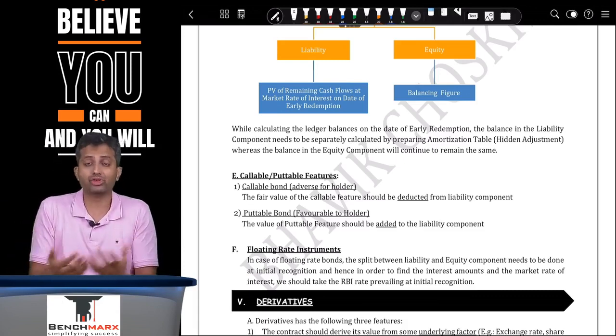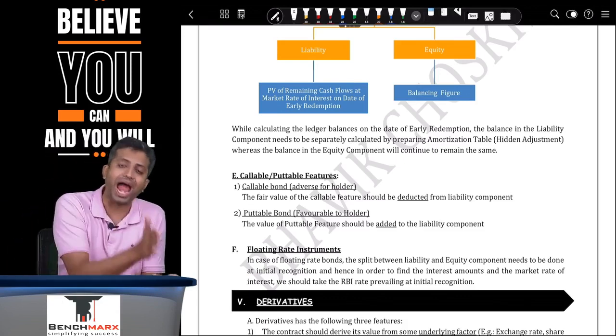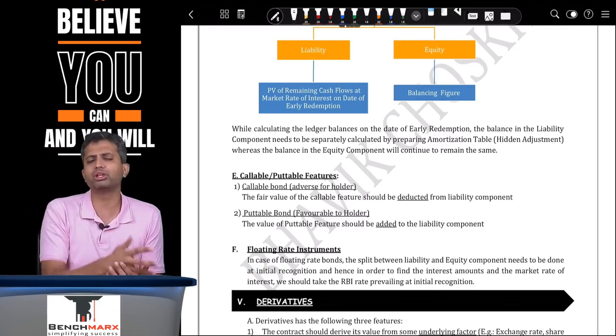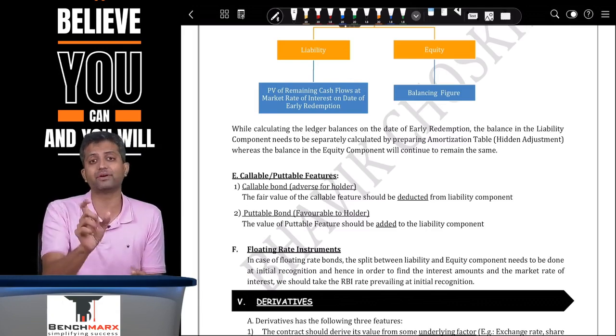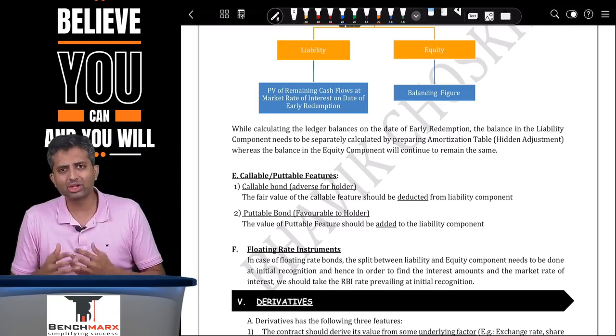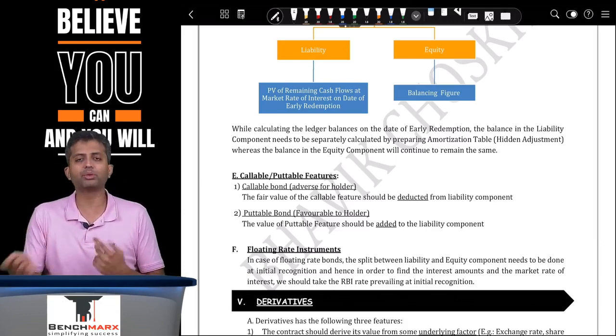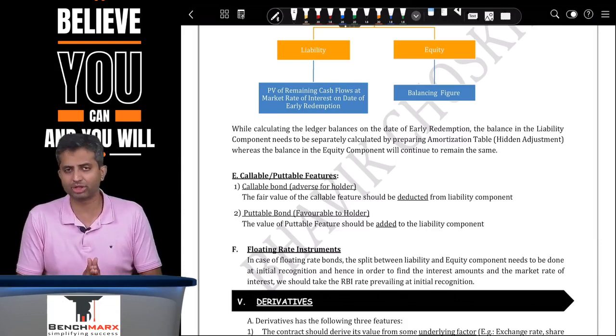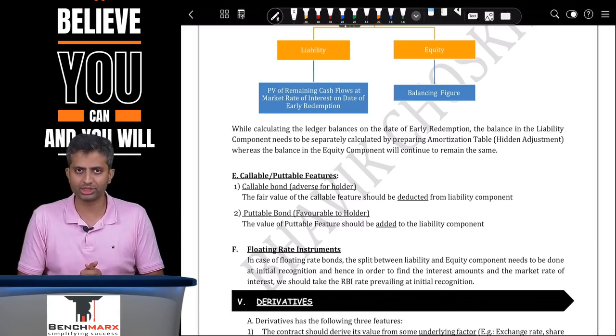If it is a puttable feature, it is favorable to the holder, and hence we will add it to the fair value of the liability component if a separate fair value of the puttable feature is given. Remember, you have to do these adjustments if and only if the fair value of the puttable or callable feature is separately given to you in the question, otherwise you don't have to do this.